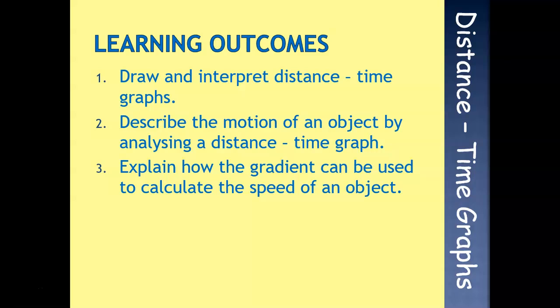Okay, today's learning outcome is to draw and interpret distance time graphs, describe the motion of an object by analysing a distance time graph and explain how the gradient can be used to calculate the speed of an object. For this lesson you will need graph paper, a pencil, a ruler and a calculator. So if you could pause the video and gather those materials.